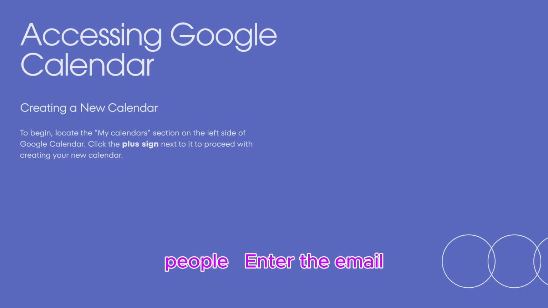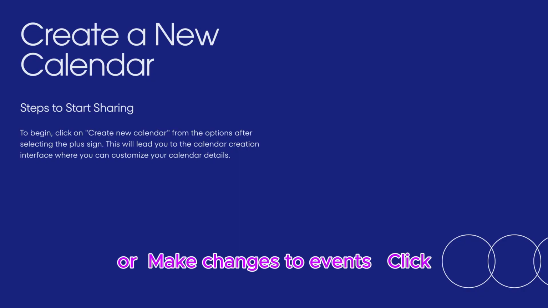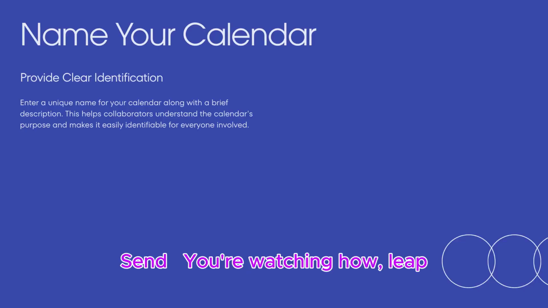Click Add People. Enter the email addresses of the people you want to share with. Choose their permission level: See only free/busy, See all event details, or Make changes to events. Click Send.